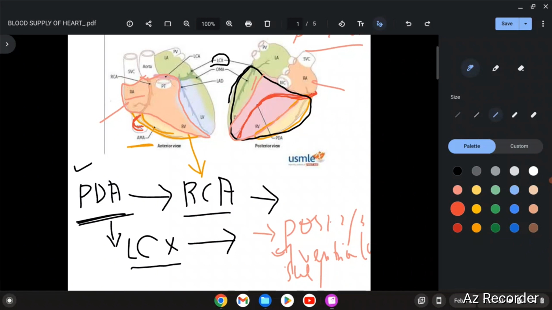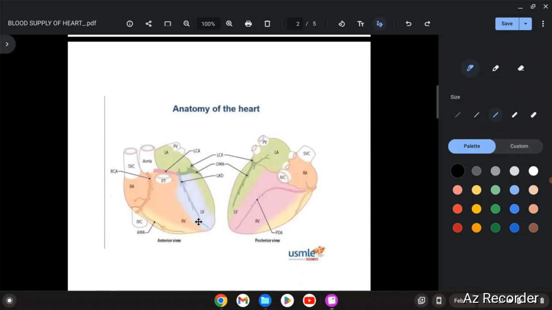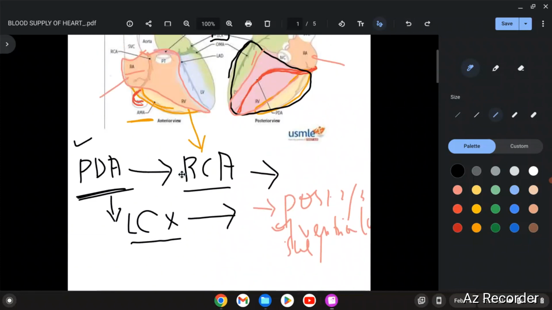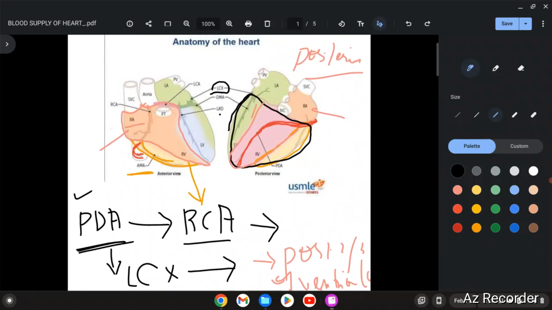Okay, the location is very easy. This is running in the groove between your two ventricles. I have another image as well. This is your left ventricle, and this is your right ventricle, and between the two ventricles you have a groove which is known as the posterior interventricular groove, and in the posterior interventricular groove you have your posterior descending artery. Remember this. So this was the right coronary artery.